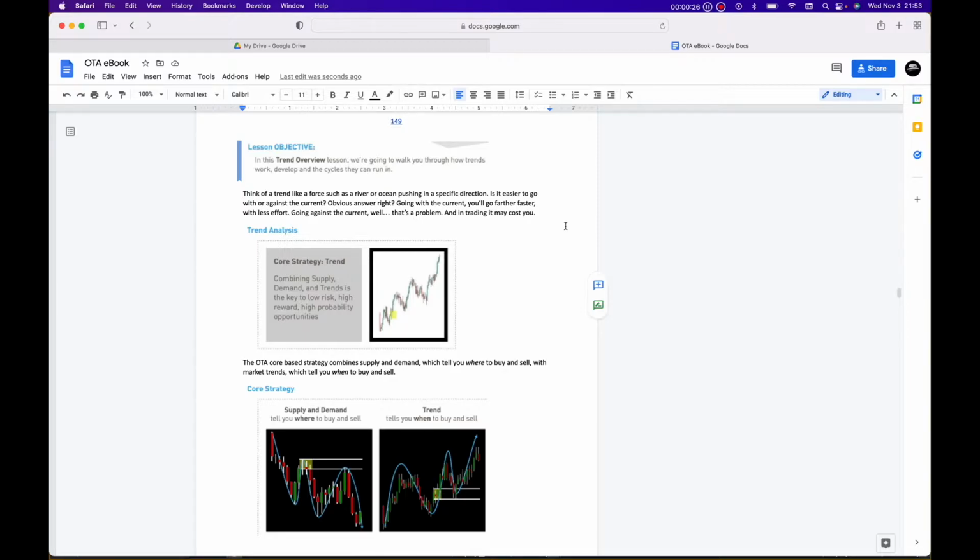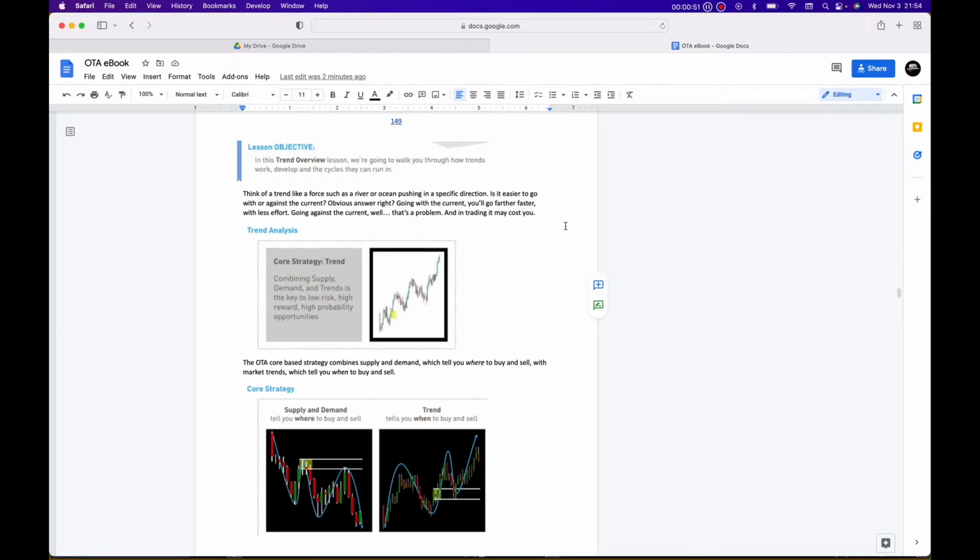And the answer is fairly obvious. Going with the trend or the current will go farther, faster, and with less effort. Going against the trend or the current, that can be a problem, and in trading, it can cost you. Combining supply, demand, and the trend is the key to low risk, high reward, and high probability opportunities.